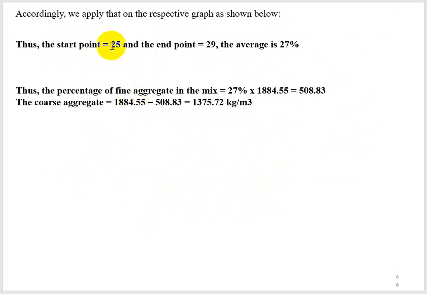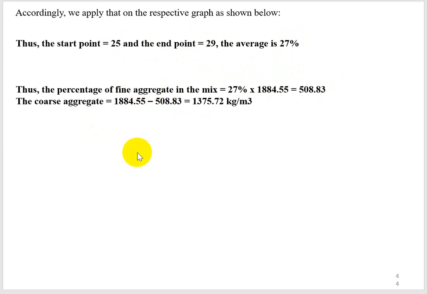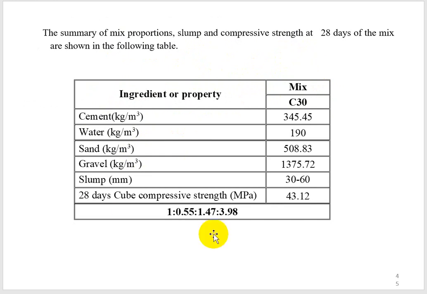In our case, the start point is approximately 25 and the end point approximately 29. So the average of it is 27. Once we get that, then we could get the proportion of the fine aggregate, and afterward we get the coarse aggregate by subtracting the fine aggregate from the total aggregate. So there you have it.